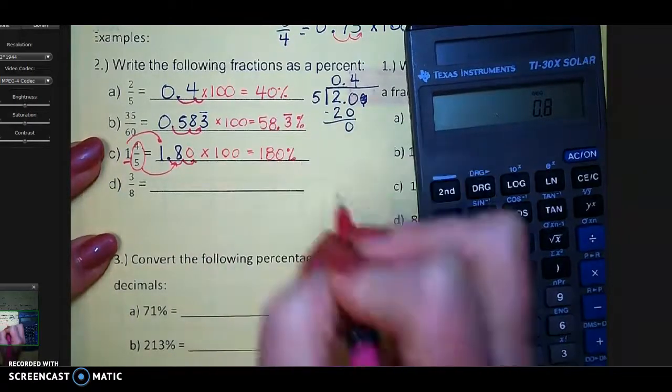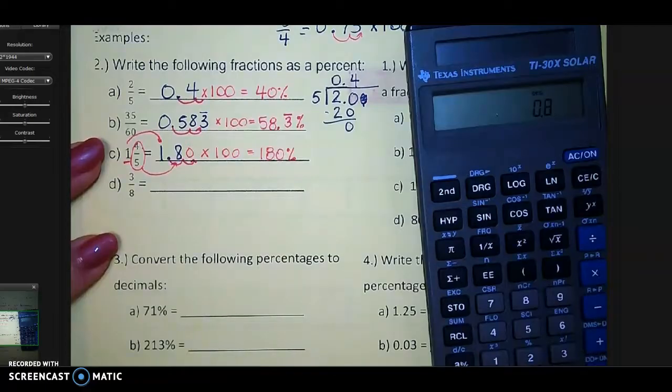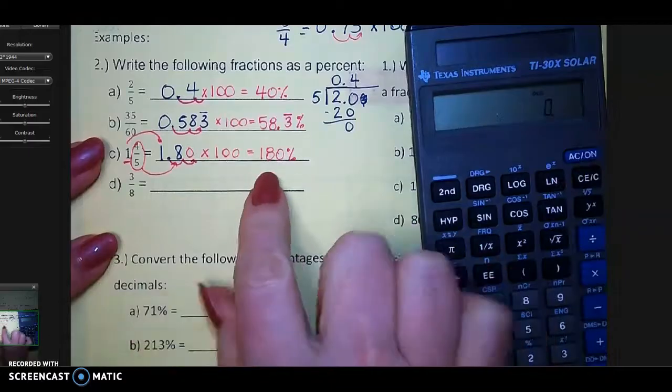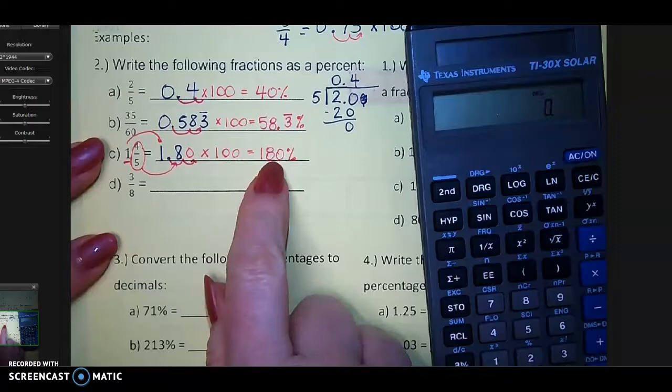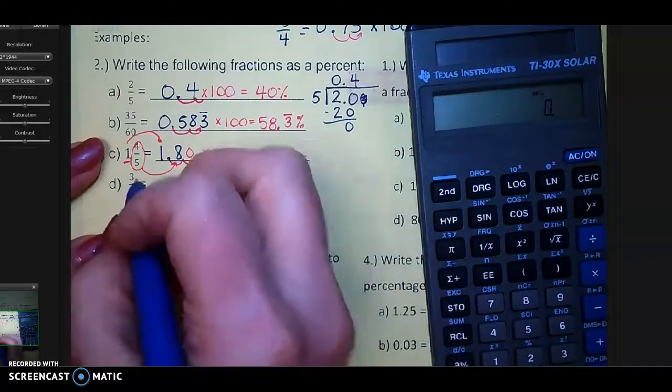which might sound weird, but we're going to talk about markups and markdowns. And so if I'm selling something and I increase the price, I'm going to charge 100% of what it cost me to make it plus more. So that's where we're going to see things like that.